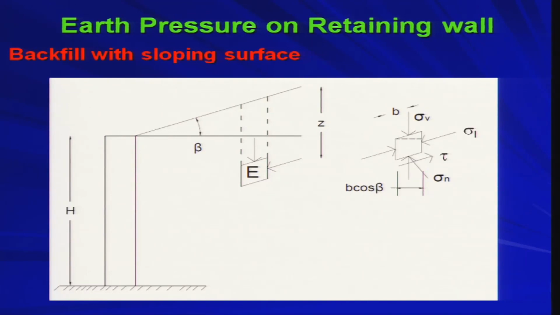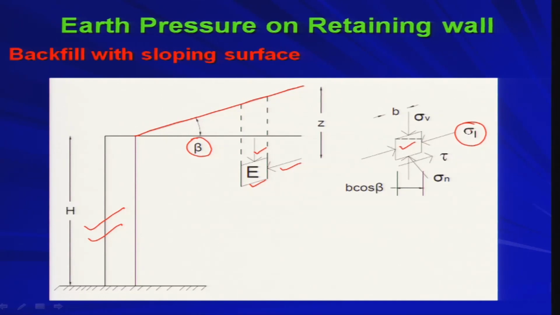So, if you have an inclined backfill, this is the wall, which has the backfill inclined at an angle beta. Now, we are considering one soil element E like this, which will be experiencing some inclined lateral pressure sigma L and vertical pressure sigma V. Therefore, if you take out this soil element, this is your sigma L, which is acting parallel to the sloping backfill. So, that is nothing but your lateral pressure.